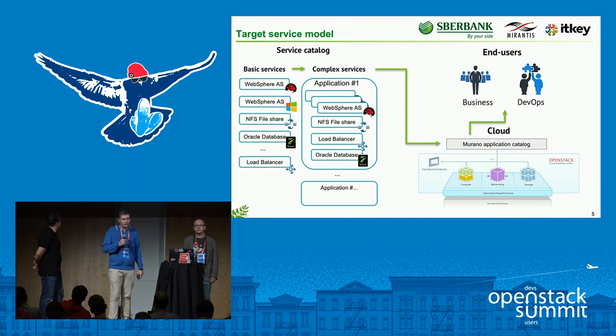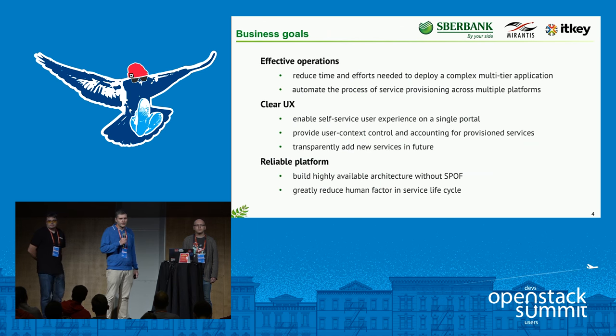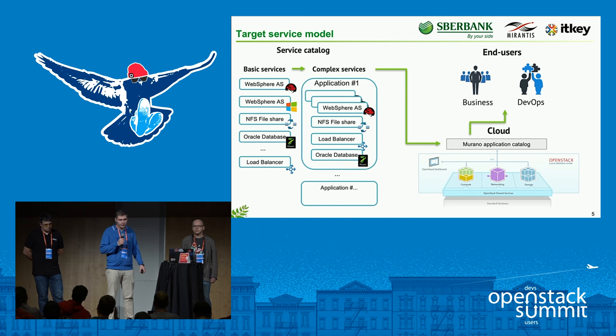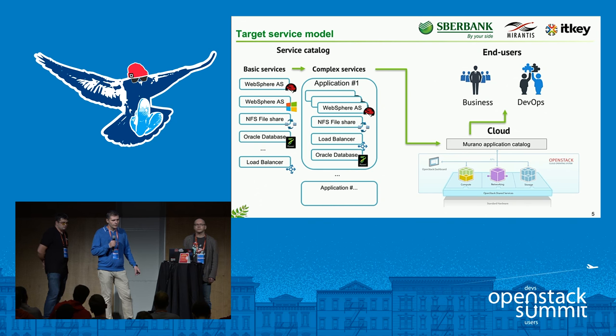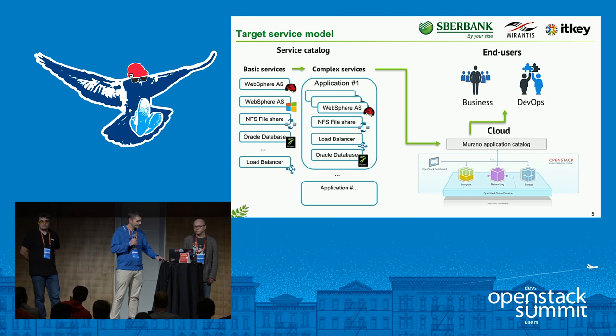Our target service model for the cloud is based on a central service catalog, which consists of complex services, and complex services are built from basic services. The end user may order a complex or basic service from the service catalog with one click from the self-service portal or by issuing a command from a command line. And the service catalog is always up to date and populated with supported applications.